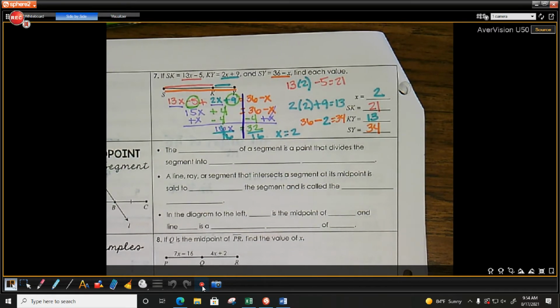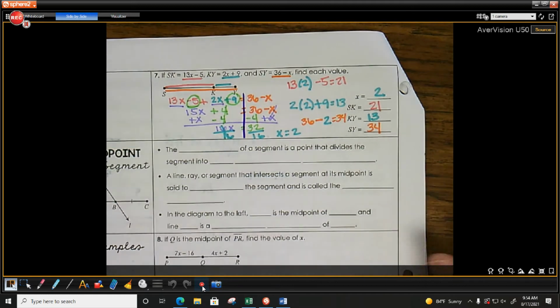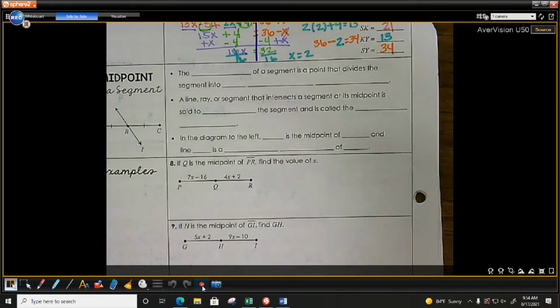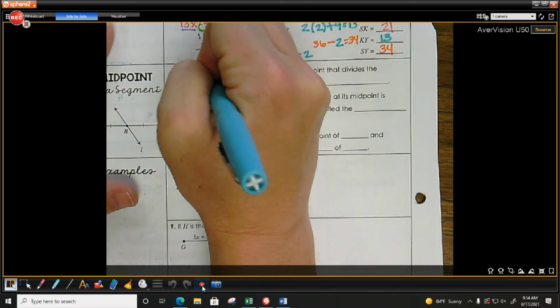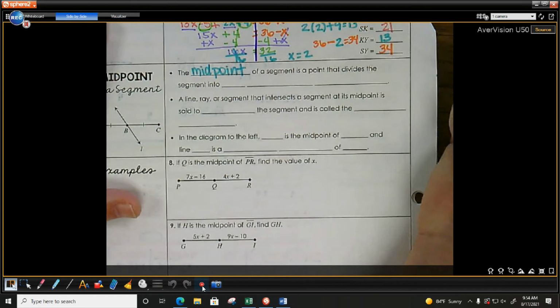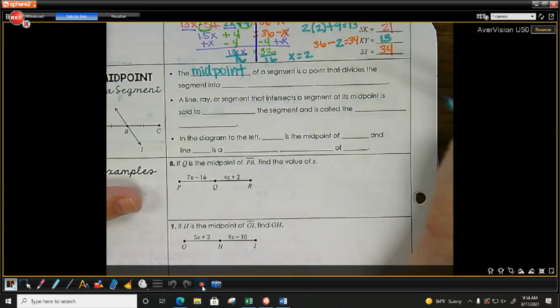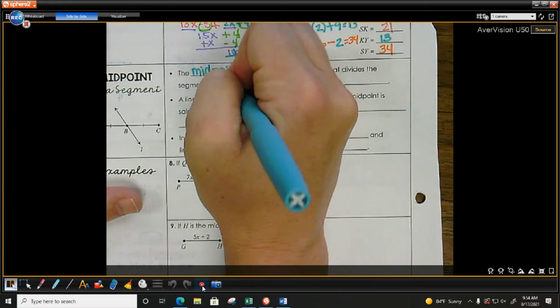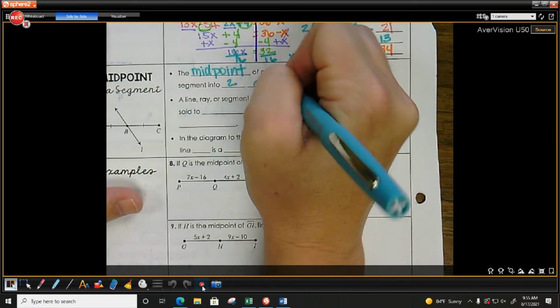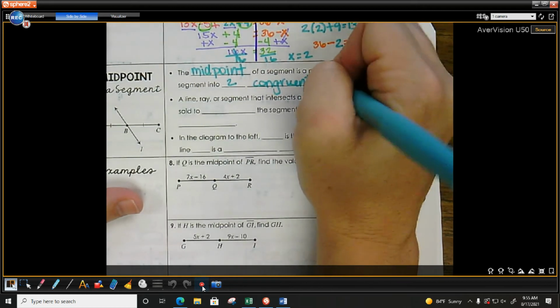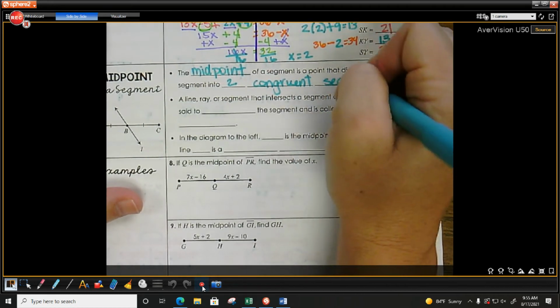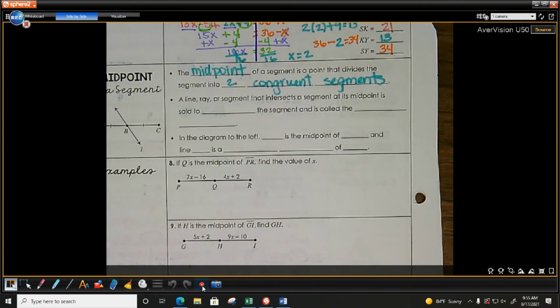Okay. Next, midpoint of a segment. The midpoint of a segment is the point that divides the segment into what? You have 1, 2, 3 blanks. 2, and we're going to say congruent. And we're not going to say parts, we're going to say segments. But very good, you were super close. Right idea, just not the specific wording I wanted, but good job.